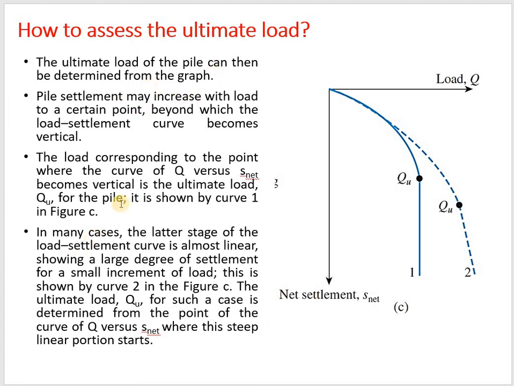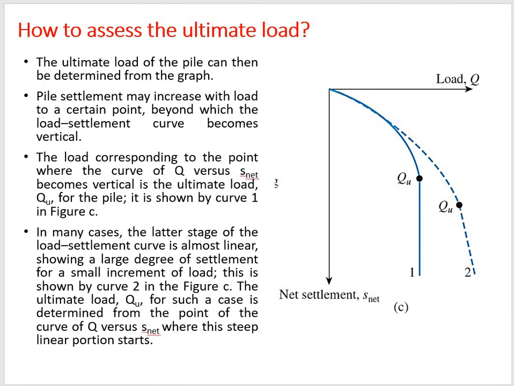Yes. So here in the first case you have two curves, curve 1 and curve 2. Here you can see the load corresponding to the point where the curve of Q versus S net becomes vertical is the ultimate load. That means where the curve between QU and net settlement is parallel to the y-axis, you take that as the ultimate load. But in some other cases, there is still a linear increment of settlement with increment of load. In such cases the ultimate load is determined from the point on the curve of Q versus net settlement where this steep linear portion starts. Where the steep linear portion is starting, you select that as the ultimate load. So this is how we assess the ultimate load.